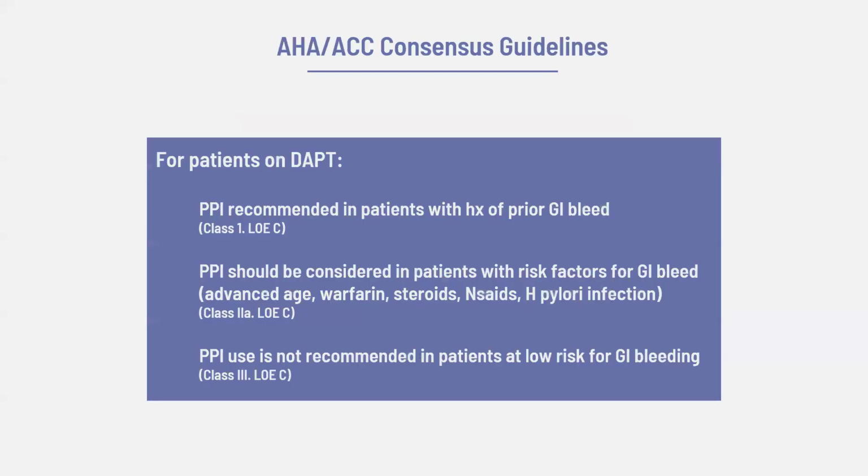But all of this basically led the American Heart Association and the American College of Cardiology to base their guidelines on PPI use in patients on DAPT on the presence or absence of GI bleeding risk factors. So for patients on DAPT, PPI is recommended in those with a history of GI bleed. It should be considered in patients with risk factors for GI bleed, and it is not recommended for those at low risk. But you can see the level of evidence for all 3 of these recommendations is C.